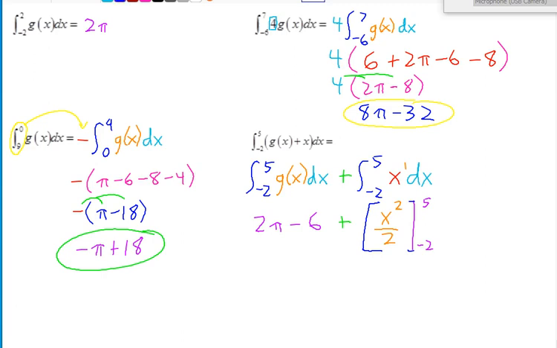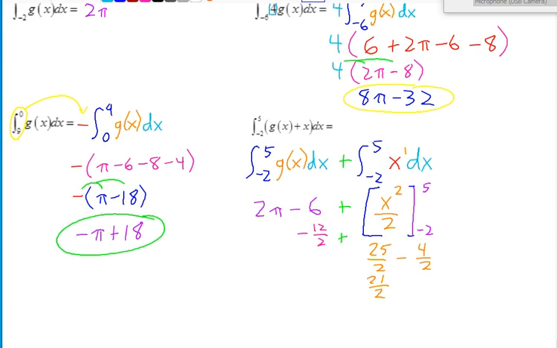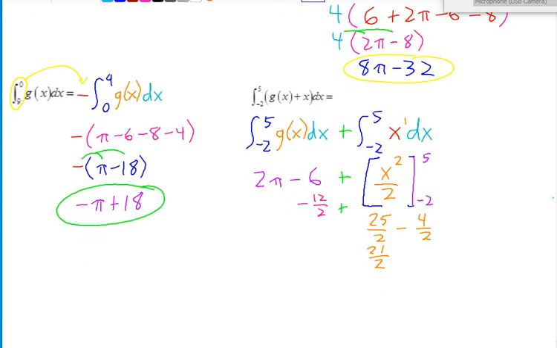So if we keep evaluating that, 5 squared over 2, that's 25 over 2, minus negative 2 squared is 4 over 2, gives you 21 over 2. That is what that one integrates to be. And then we've got a negative 6, which you can make over 2 as negative 12 over 2, so that we can combine it with the positive 21 over 2. So 21 over 2 minus 12 over 2 gives you 9 over 2.